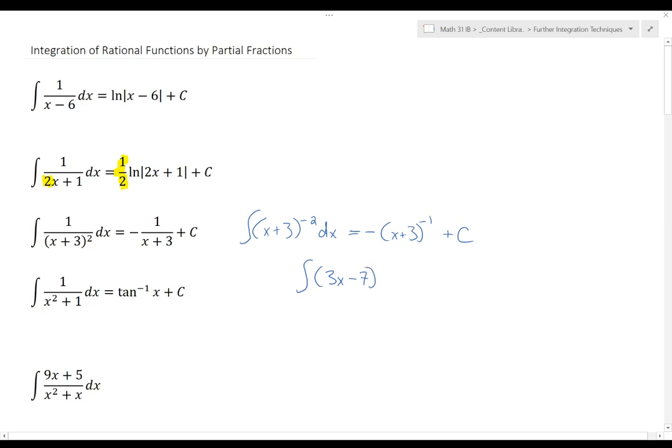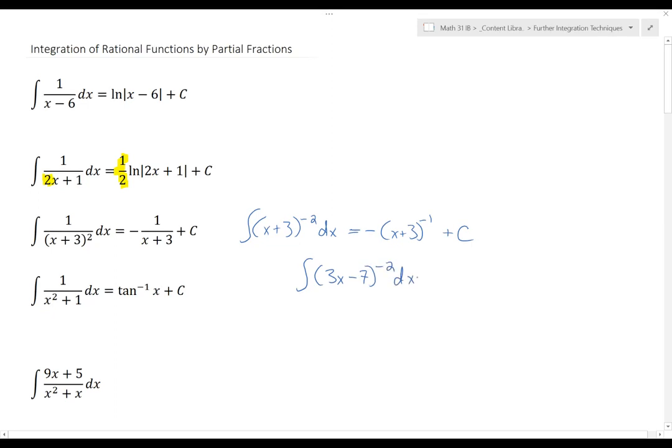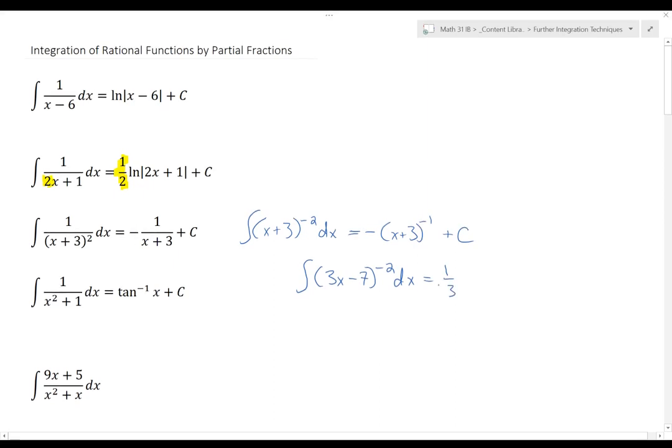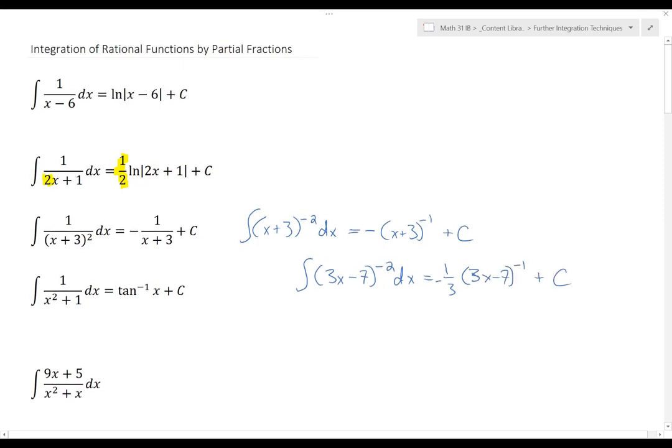If this were a binomial that had a derivative other than 1, so for example, 3x minus 7 to the power of negative 2, well, I would still deal with it in the same way, except now I would have to have a coefficient of 1/3. So it would be negative 1/3 times 3x minus 7 to the power now of negative 1 plus c.